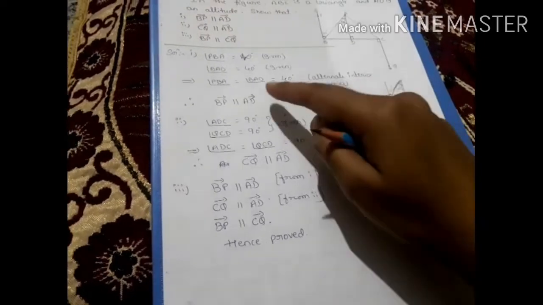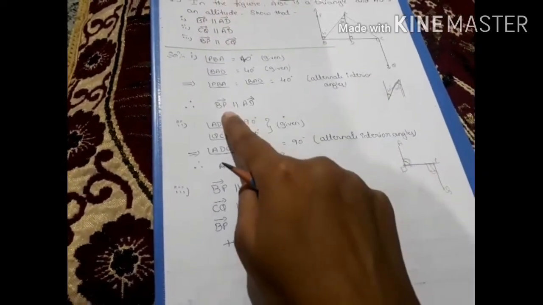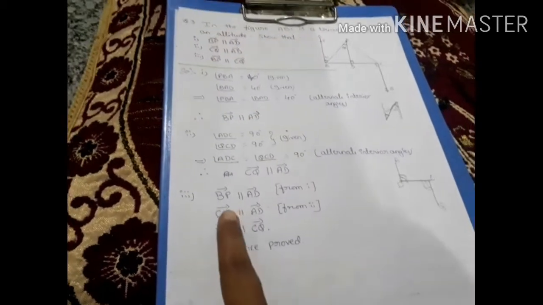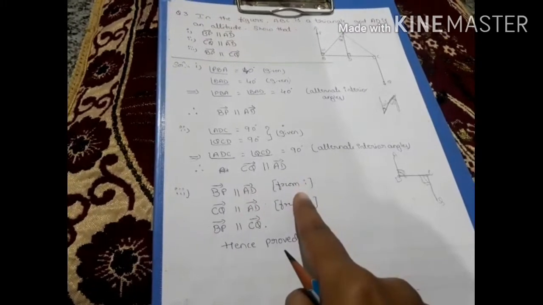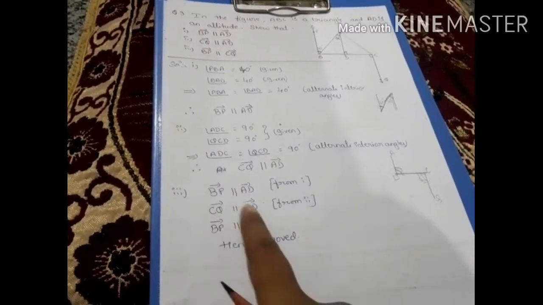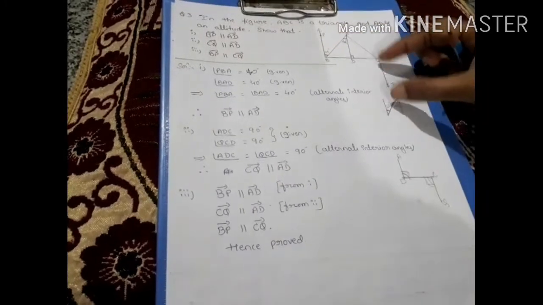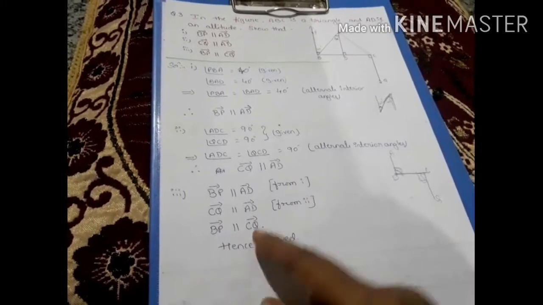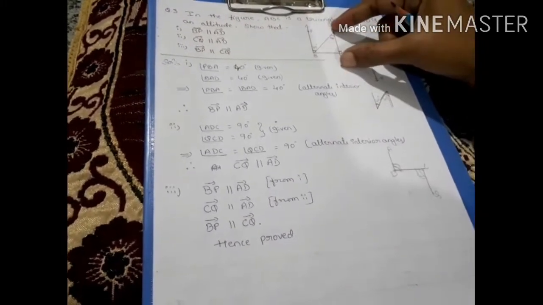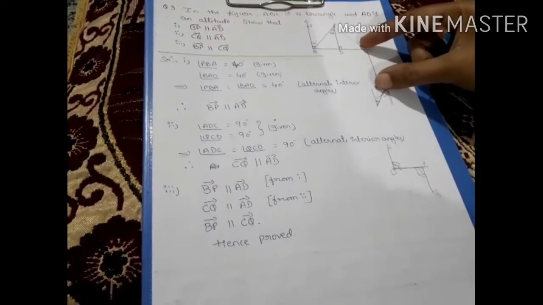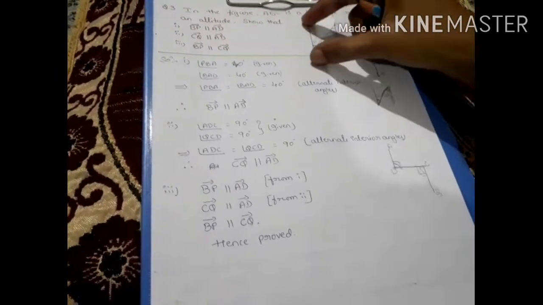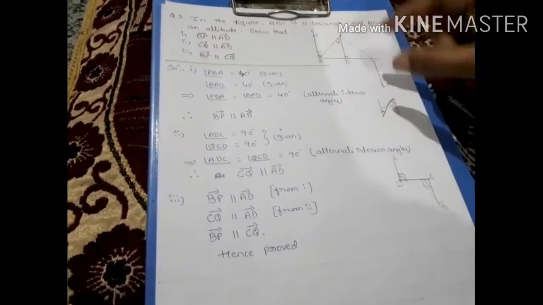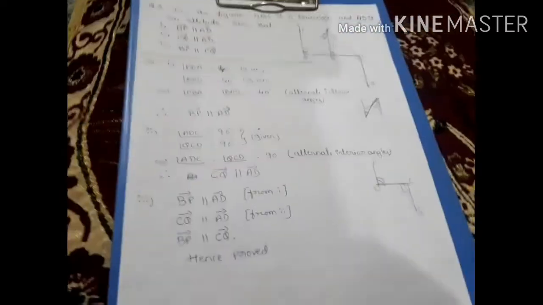For this, from 1 and 2. From 1, what did we prove here? BP is parallel to AD. Write down: BP is parallel to AD from 1. From 2, CQ is parallel to AD. We proved CQ parallel to AD, which implies that BP is parallel to CQ. When BP is parallel to AD and AD is parallel to CQ, AD is common for these two lines. Then we can say that BP is also parallel to CQ. I'll show here.